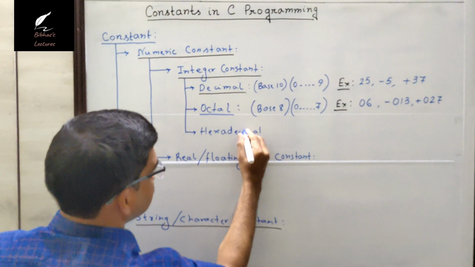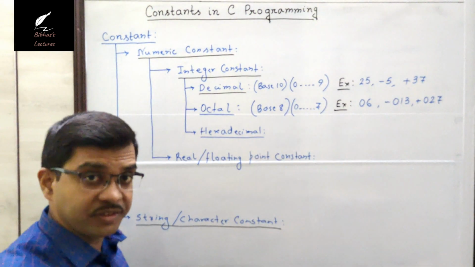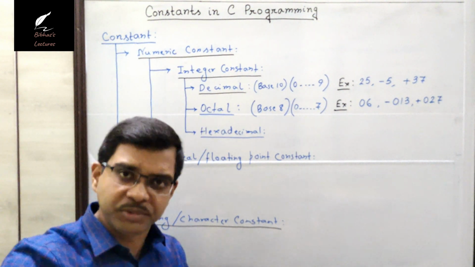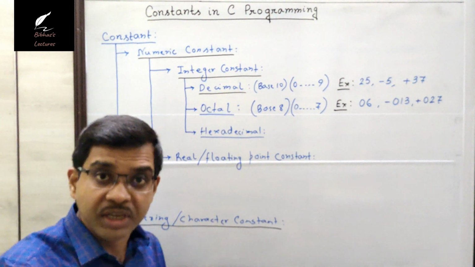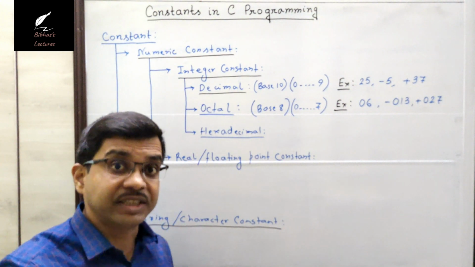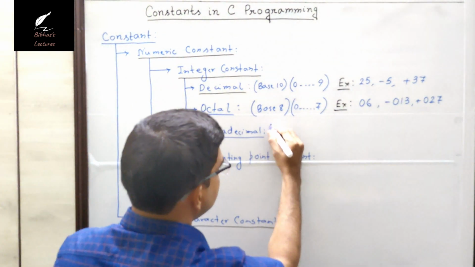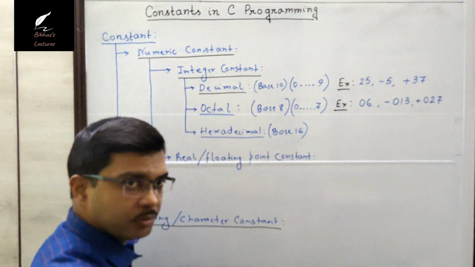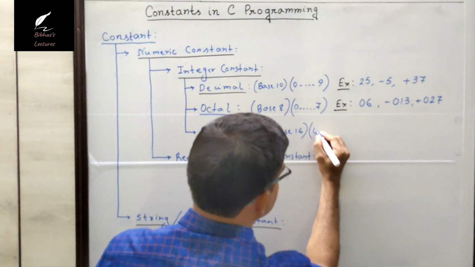Hexadecimal number system. Now in hexadecimal number system we use 16 different numbers. With the help of these 16 different numbers, any number in this hexadecimal number system can be represented. Since 16 different numbers are used in that particular number system, that's why the base of this hexadecimal number system is 16. So the base is 16 for hexadecimal number system. And what are the different numbers that are used? So 16 different numbers are used.